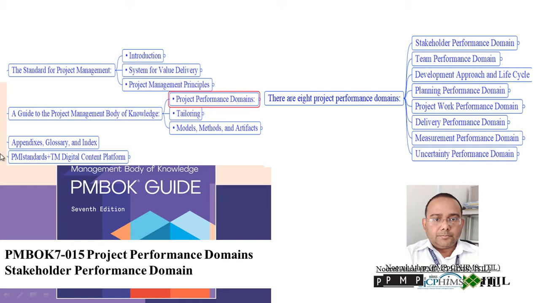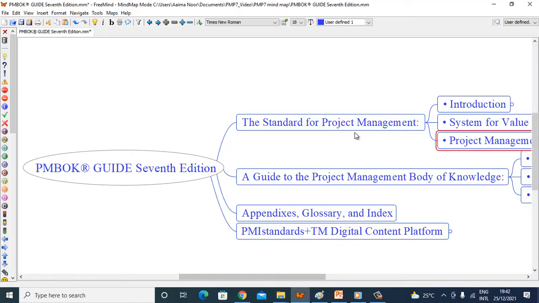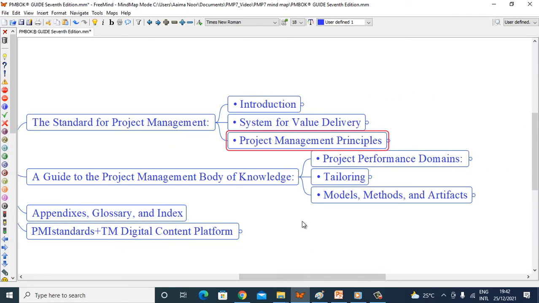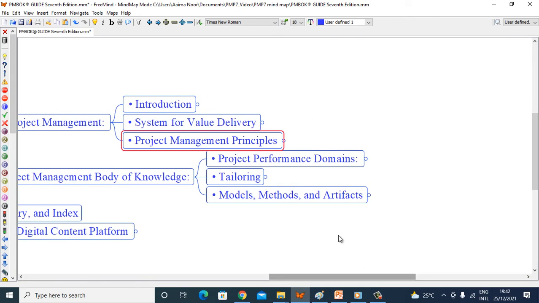In this part, we are going to explore a Guide to the Project Management Body of Knowledge. This part is divided into three sections: project performance domain, tailoring, and models, methods, and artifacts. So, in this part, we are going to explore the stakeholder performance domain. So, let's start PMBOK Guide 7th edition. Second part of the Guide to the Project Management Body of Knowledge. This part is further divided into three sections: project performance domains, tailoring, models, methods, and artifacts. So let's start with project performance domains.